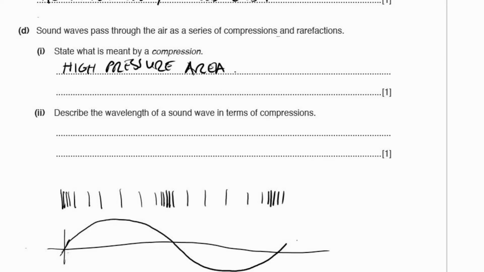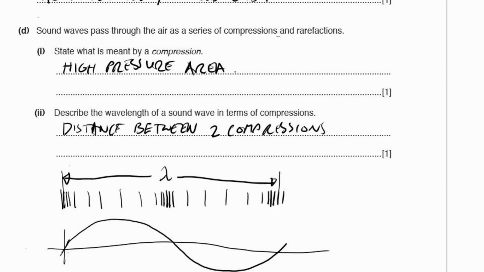That's it. And of course the wavelength of our wave is then between here and here. So it's the distance between 2 compressions. There we are.